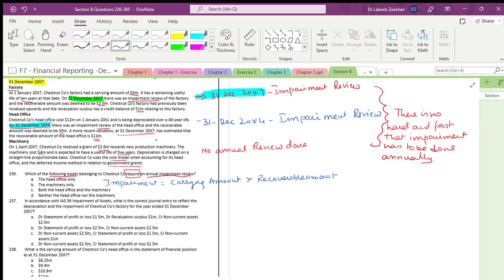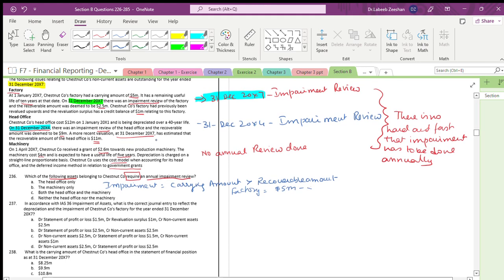If you take into consideration, go one by one, put in numbers, that will be more specific. Carrying amount is 5 million and recoverable amount is how much? 2.5. For the factory, carrying amount is 5 million. Recoverable amount is 2.5 million.